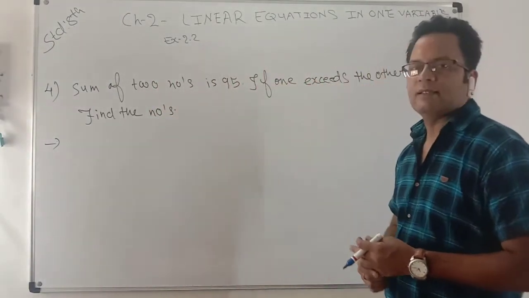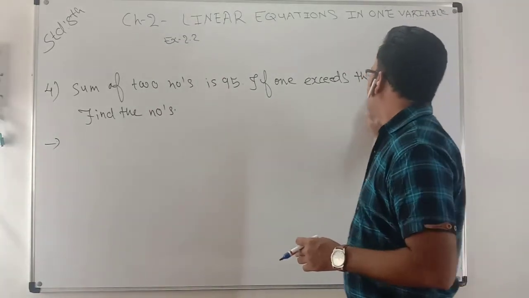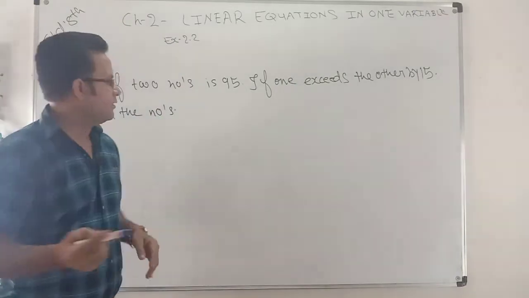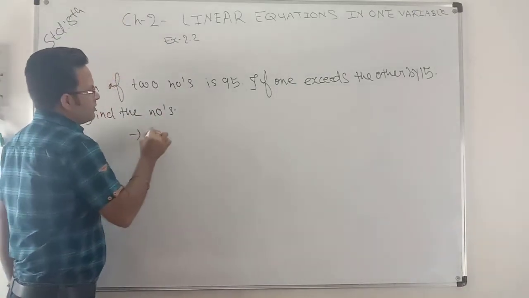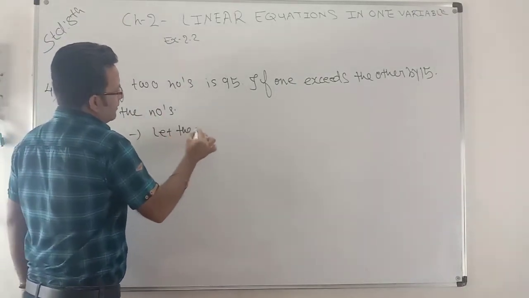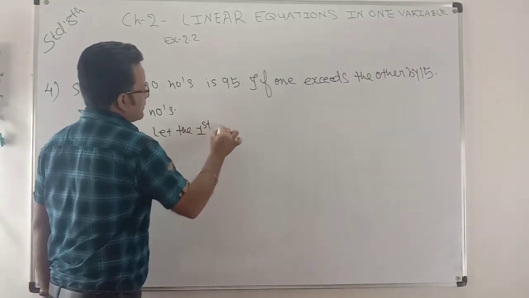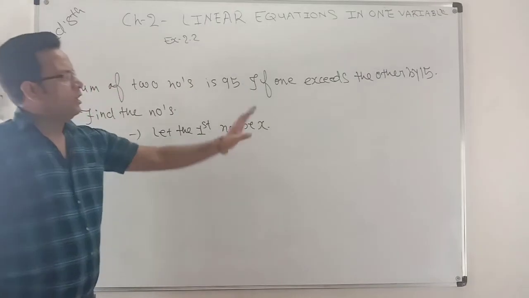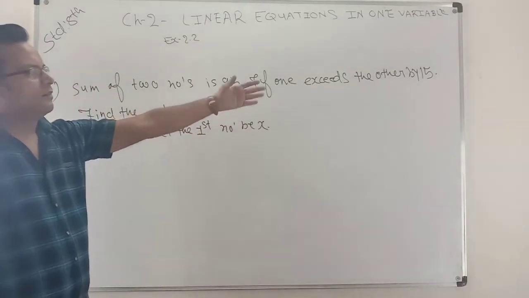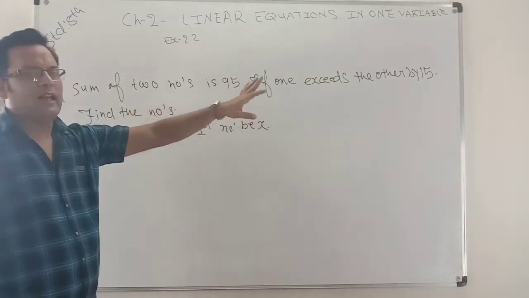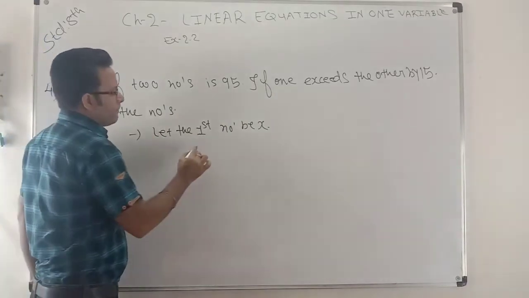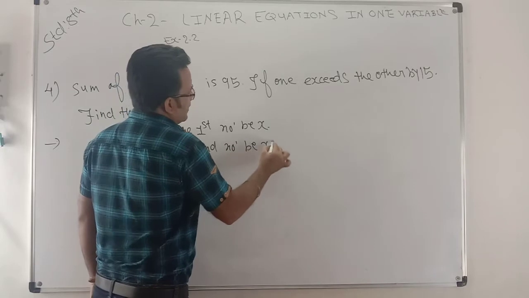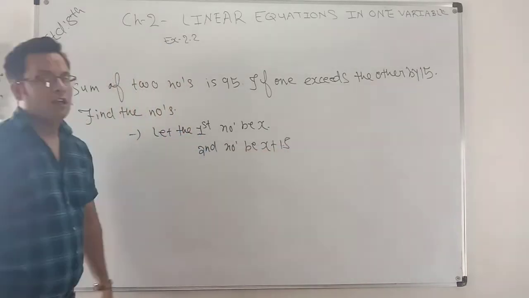Sum of two numbers is 95. One exceeds the other by 15. Find the numbers. So here first of all we have to suppose, let the first number be x. Now you can see the second number exceeding by 15. So second number be x plus 15.